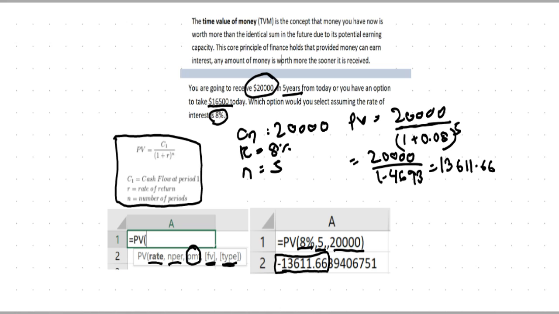So coming back to the example, the present value of $20,000 today is 13,611, and you have another option to receive 16,500. So of course you should go with this 16,500 option because it is more. I hope you have understood how to calculate the present value.